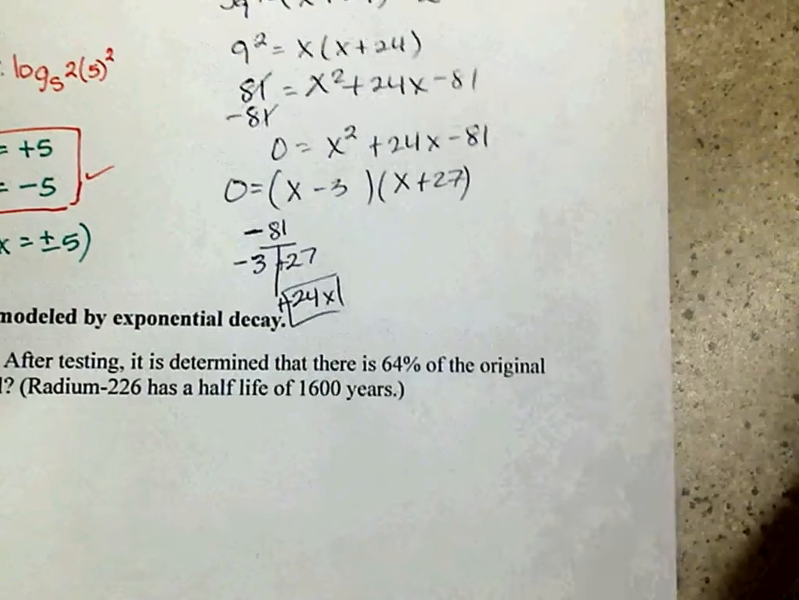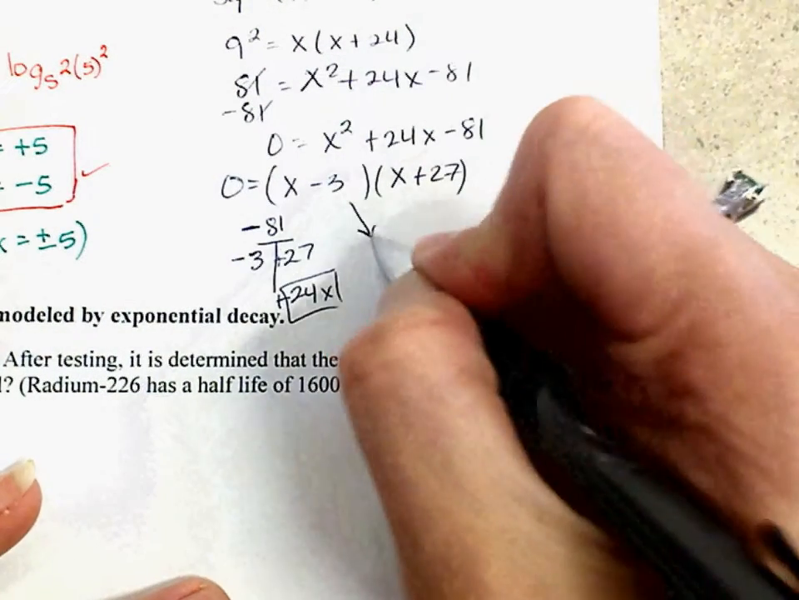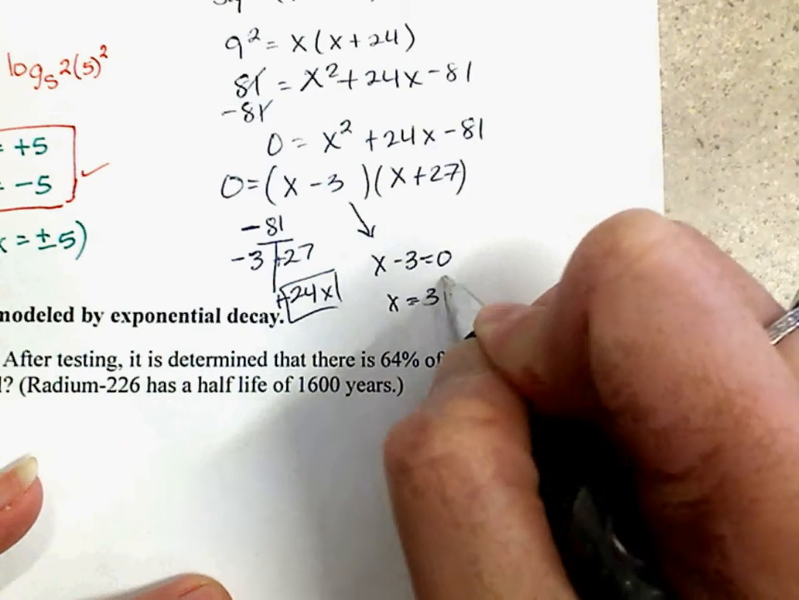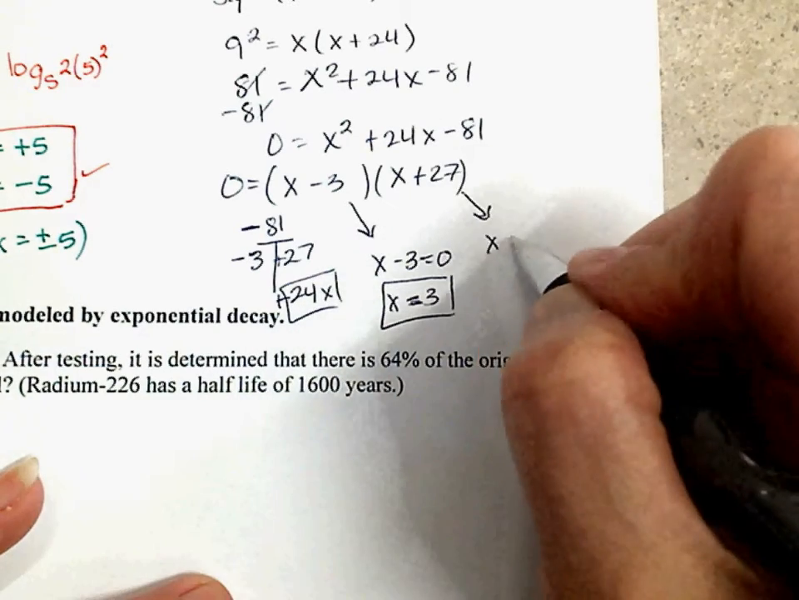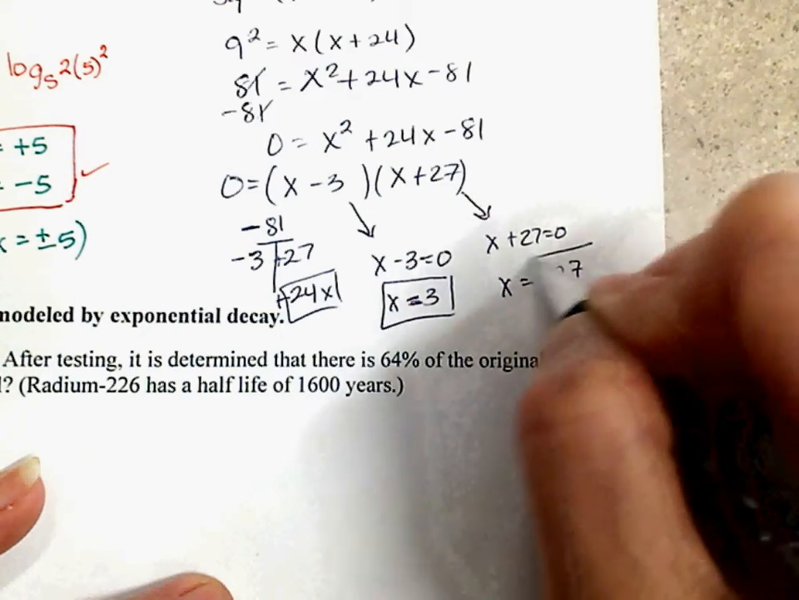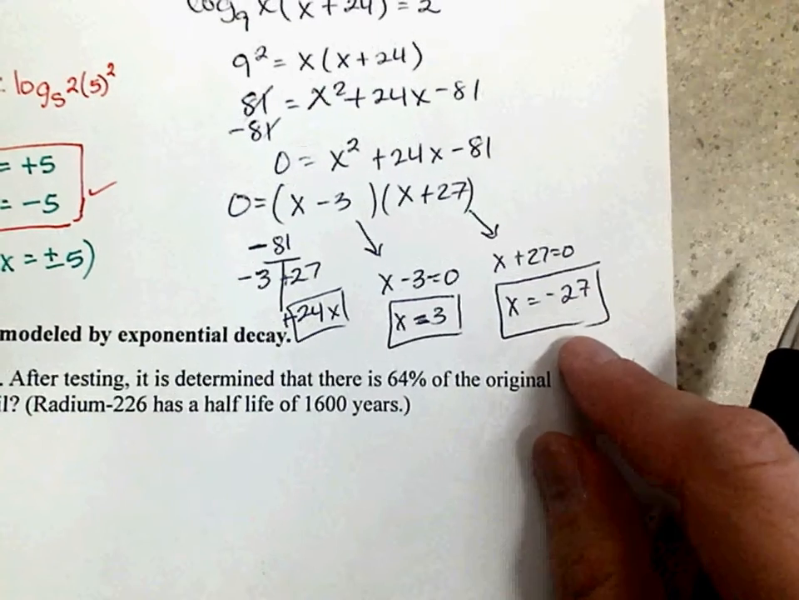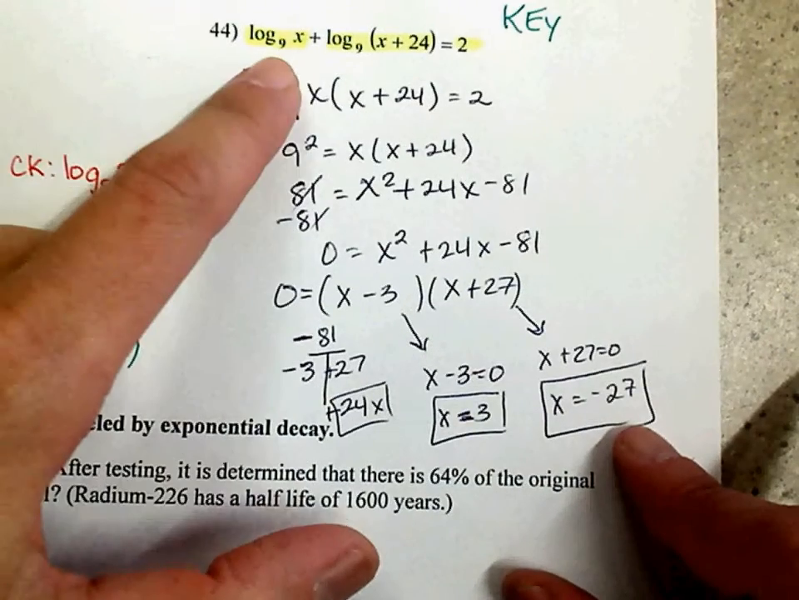All right, that is factoring. Now, you're not done yet. You have to set each one of these equal to 0. So, x is equal to 3. Set that one equal to 0. x is equal to negative 27. Okay? So those are my two answers. Make sure you check your two answers. You can use this one to check, or you can use this one to check.